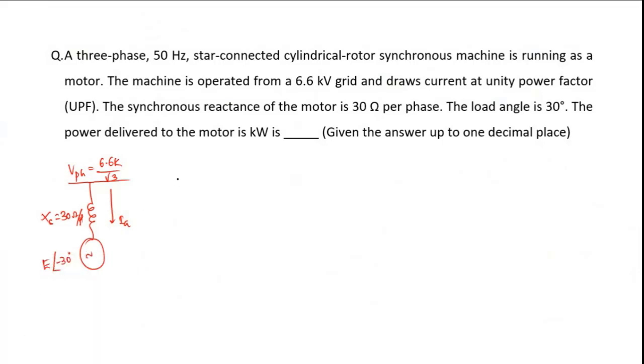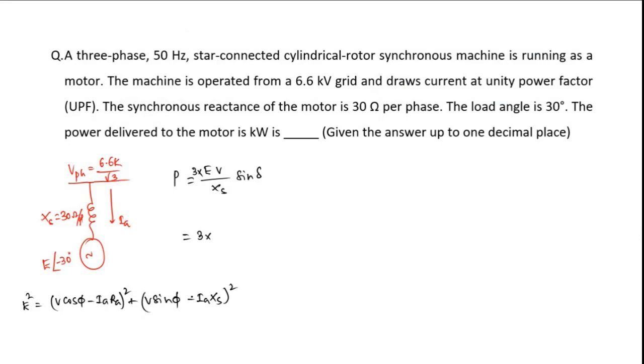If the synchronous reactance is considered and armature resistance is negligible, the power is taken as EV by XS into sine delta. He's asking power delivered to the motor. He doesn't mention whether it is three-phase or single-phase power, so you need to understand it is three-phase power. So here 3 into E. What is E? We do not know. So how do you calculate? E square is equal to (V cos phi, as it is a motor, minus IA RA) whole square plus (V sine phi minus IA XS) whole square.